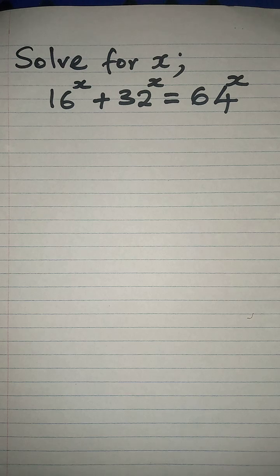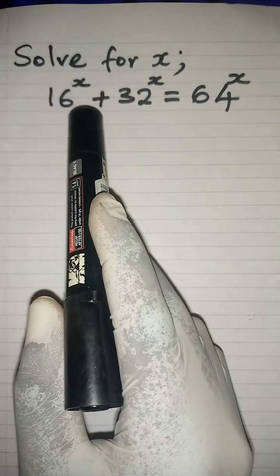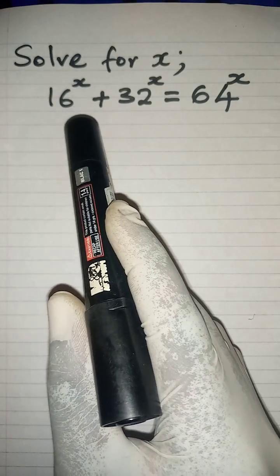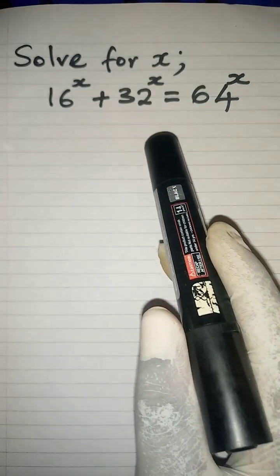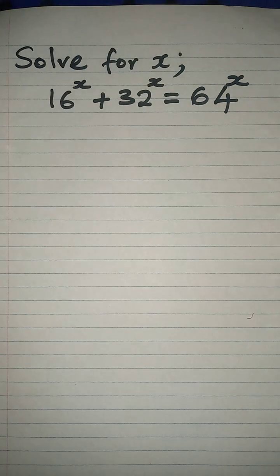So you're being told to solve for the value of x in this exponential equation, given that 16 raised to x plus 32 raised to x is equal to 64 raised to x. I'm going to take you through step by step until you find the value of x.